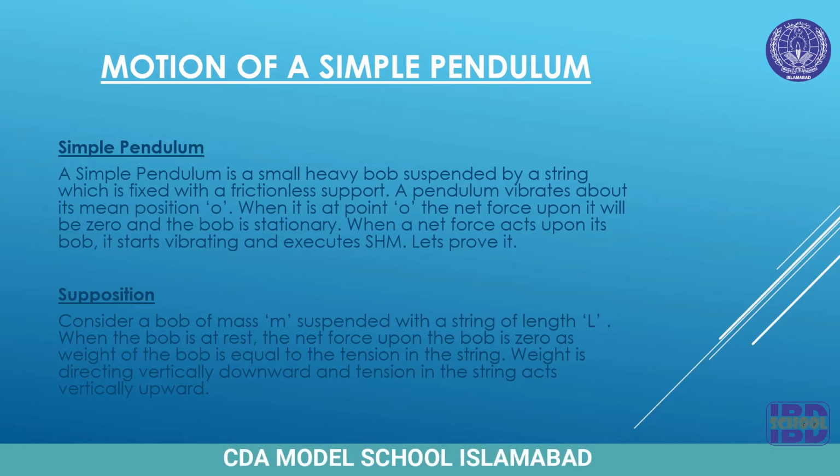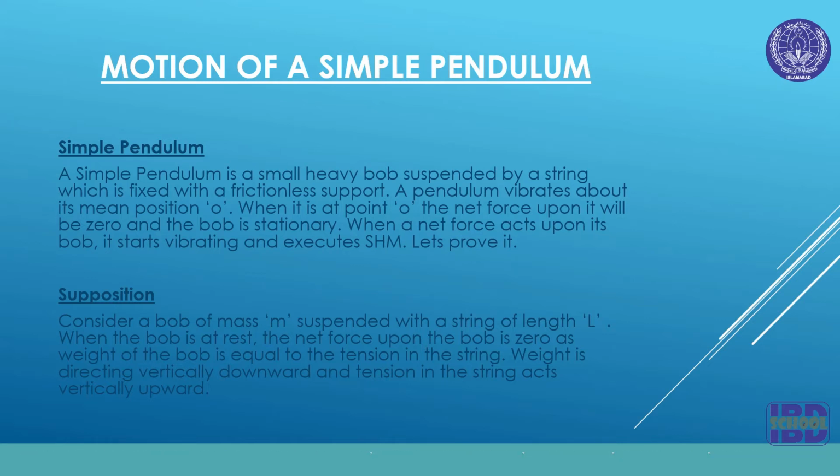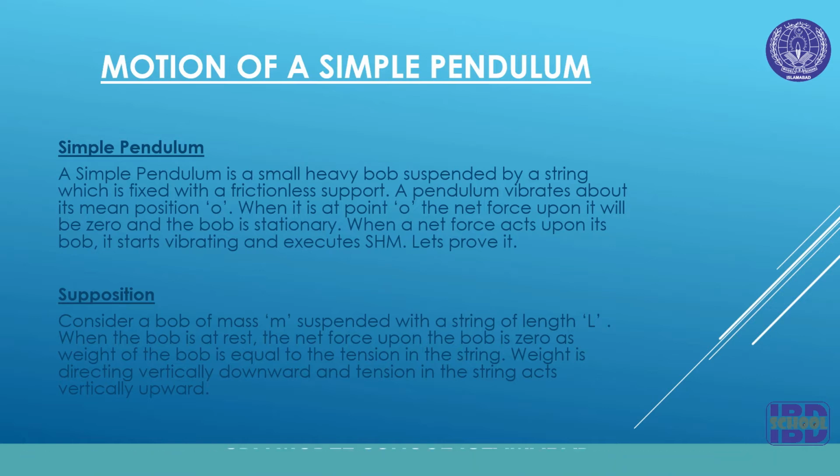In order to prove whether it is having simple harmonic motion or not, let's see a situation. Let's consider a body of mass m suspended with a string of length L. When the bob is at rest, the net force upon the bob is 0 as the weight of the bob is equal to the tension in the string.